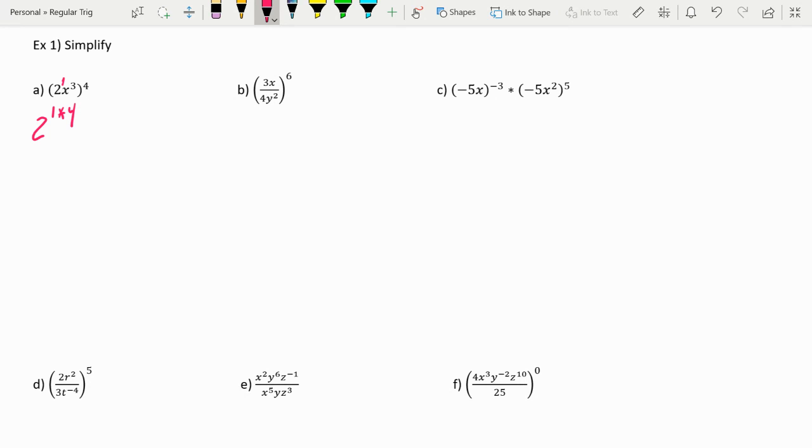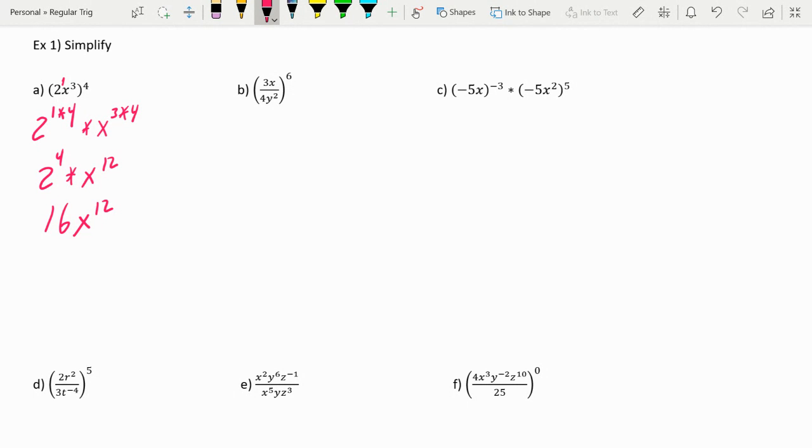Remember, when you have a power raised to a power, you're multiplying. Times x to the 3 times 4. Again, power raised to a power. So we end up with 2 to the 4th times x to the 12th power. Well, 2 to the 4th, you can grab your calculator or do some mental math. It's 2 times 2 times 2 times 2, which gives me 16 x to the 12th. And we're done.